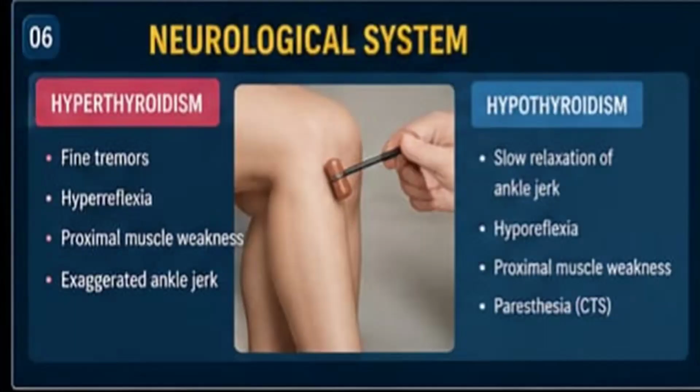Now evaluate the nervous system. Patients with hyperthyroidism usually have brisk reflexes and fine tremors. Patients with hypothyroidism often show delayed relaxation of ankle jerks. This is a very important examination finding and is frequently asked in examinations.